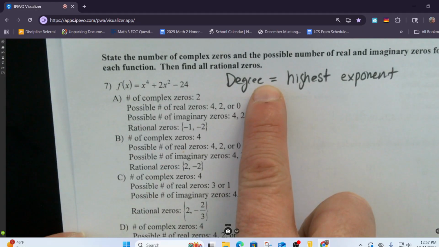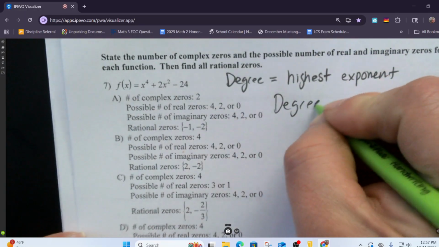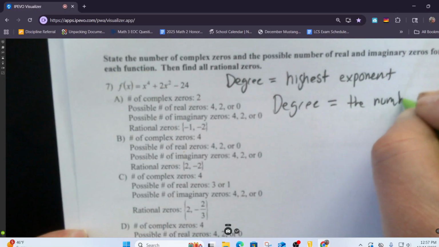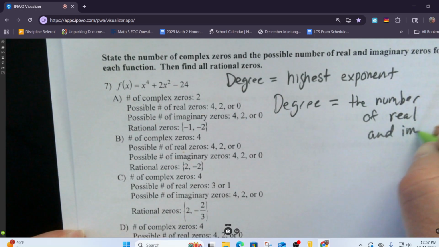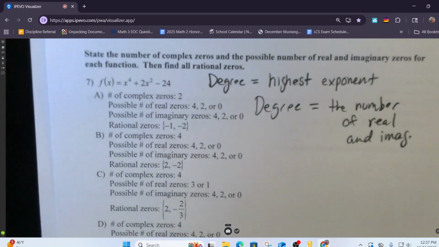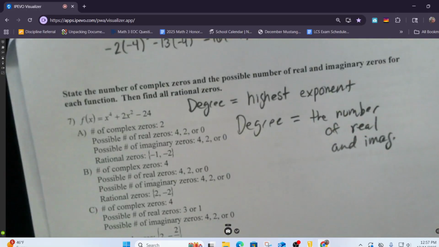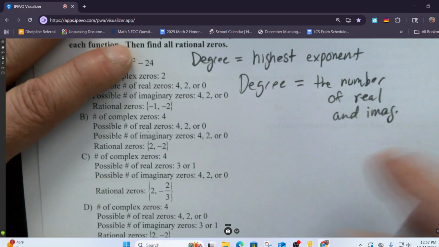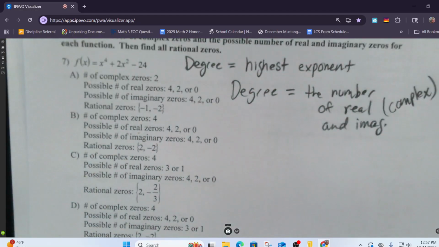To find the number of complex zeros, you've got to know the degree of your polynomial. All right. Degree is equal to... If I'm writing this down, I would be writing it down. If you're sitting here just trying to get through with a packet just to get through with it, you're missing the whole point. Degree gives you the number of real and imaginary zeros, which is where the word complex comes from. That just means real and imaginary.